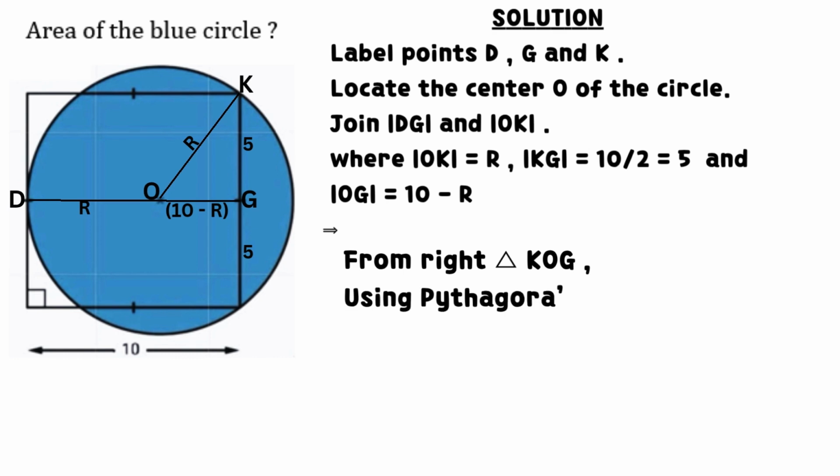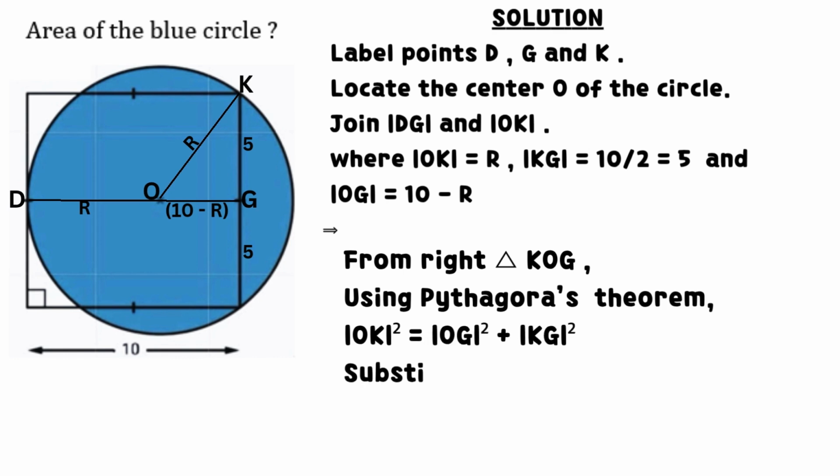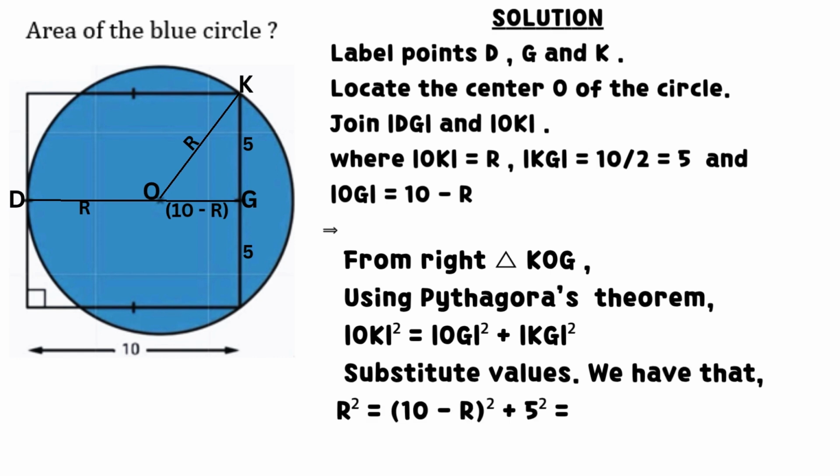From right triangle KOG, using Pythagoras' theorem, the square of line OK equals the sum of the square of line OG and the square of line KG. Substitute values. We have that R squared equals (10 minus R) squared plus 5 squared, which equals 100 minus 20R plus R squared plus 25.